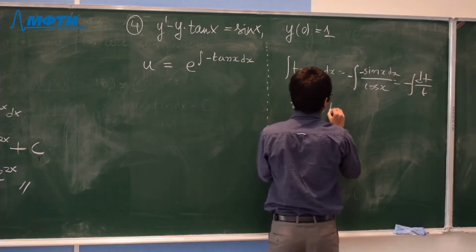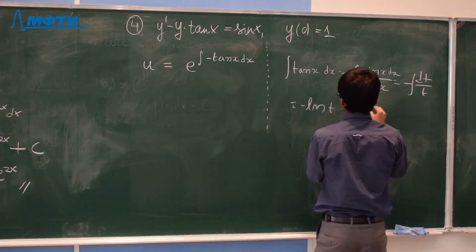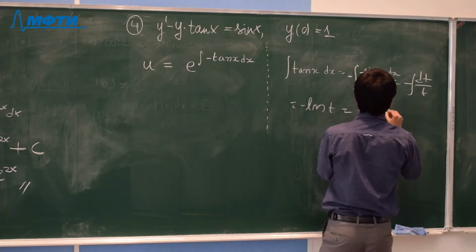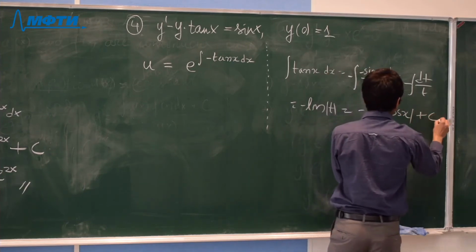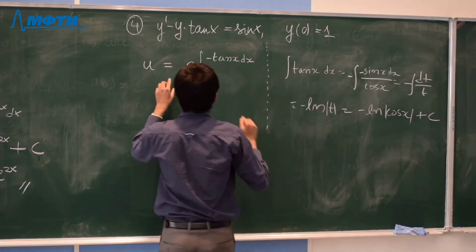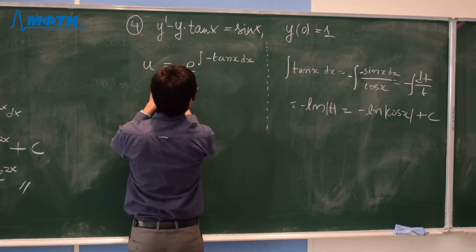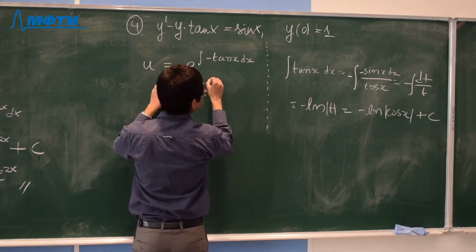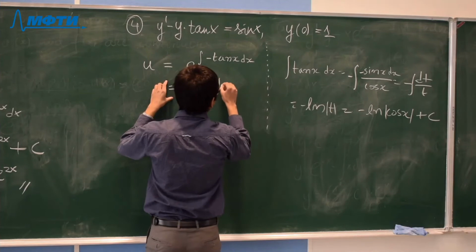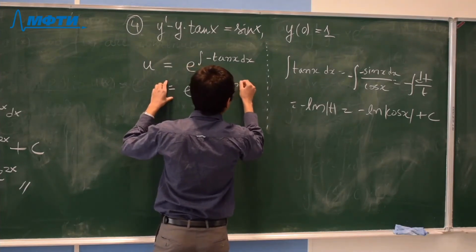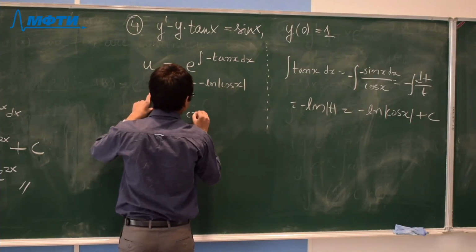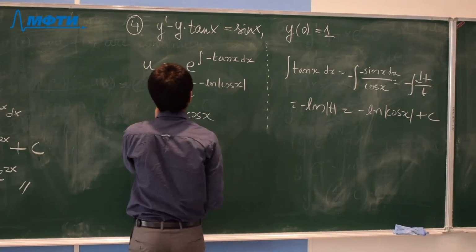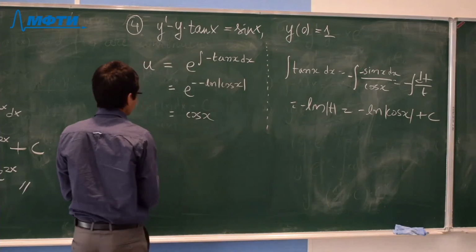Where t is cosine, right. It's better to use the absolute value, of course. The absolute value of cos x, plus c, right? And then u is equal to e to the power minus, minus t, right? It's cos x, right? Now I need to find out.